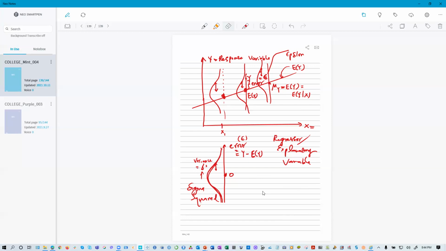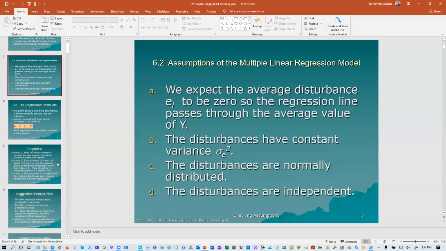Sum of squared error, can you remember? SSE, we get that one in the ANOVA table. Those things we discussed up to a certain extent. Okay, so those are some assumptions. Assumptions can be checked.